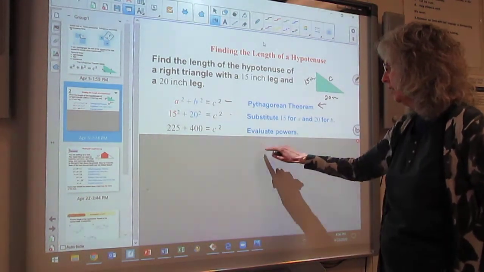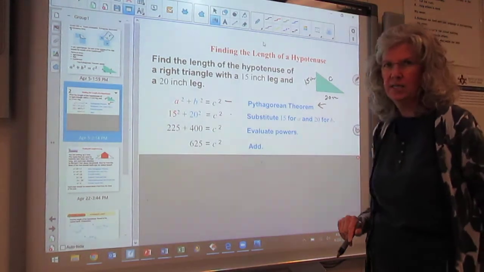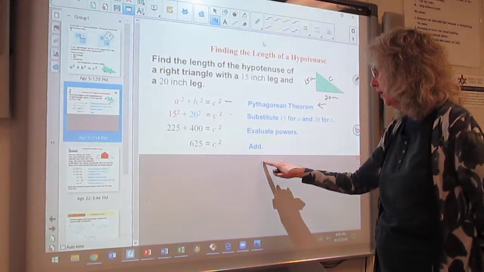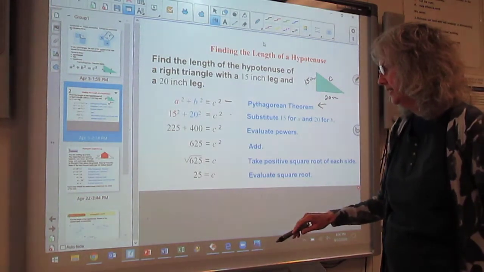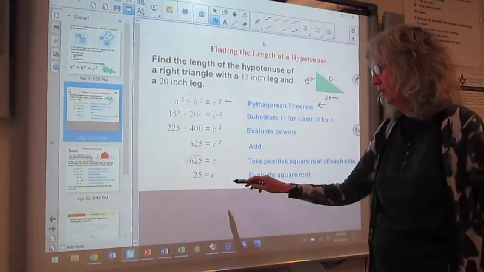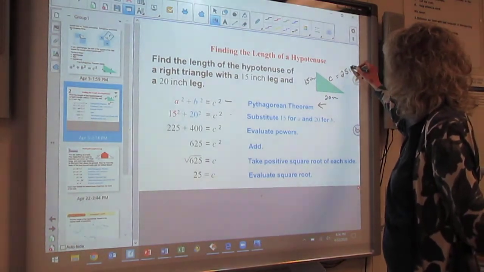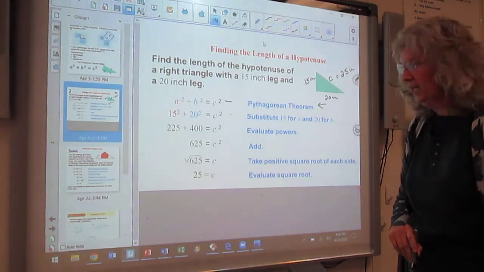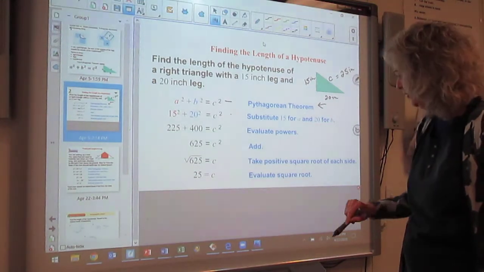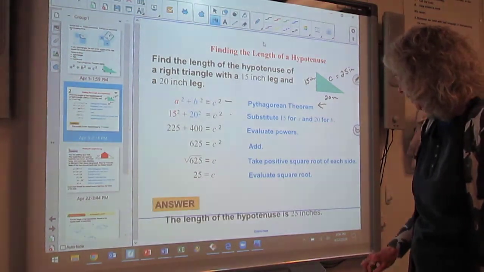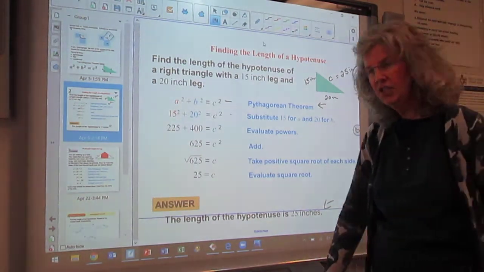225 plus 400 equals c squared once we evaluate the powers. Well, that means that c squared has to equal 625, and we're going to take the square root of both sides and find that c is the square root of 625, which is 25. So c is going to equal 25 inches. And if you double check that, 15 squared plus 20 squared should equal 625, which is 25 squared. Therefore, answer the question, the length of the hypotenuse is 25 inches.